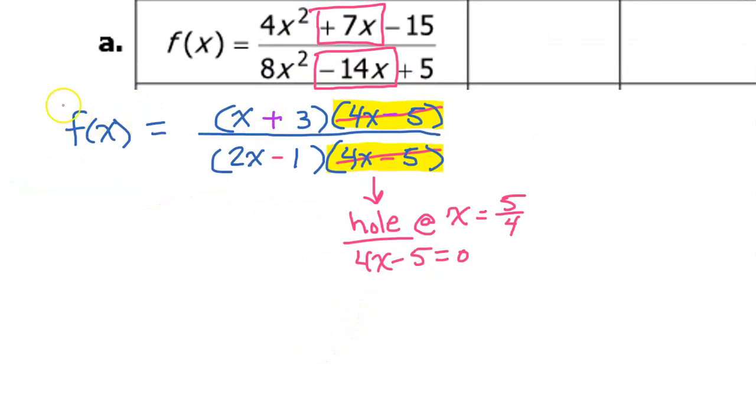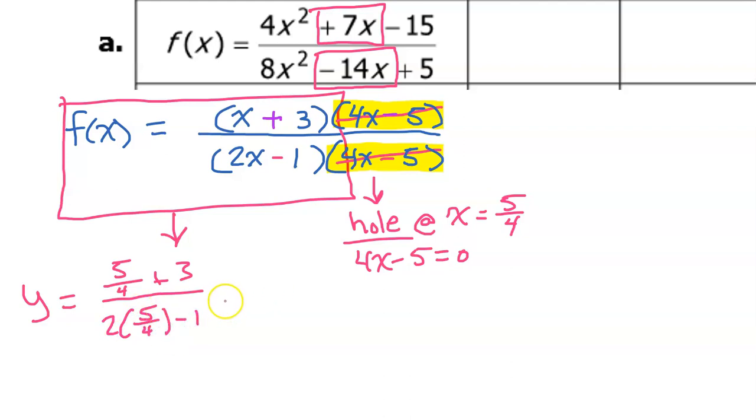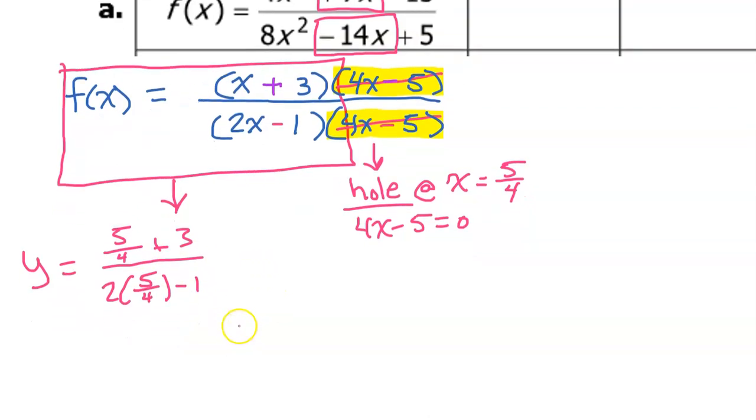Well, we need to use what is left over of the function after we canceled everything out. So we still have f of x equals, which is very much like y equals, x plus 3 over 2x minus 1. But now x is 5 over 4. So we're going to have 5 over 4 plus 3 over 2 times 5 over 4 minus 1. We just need to simplify this down.